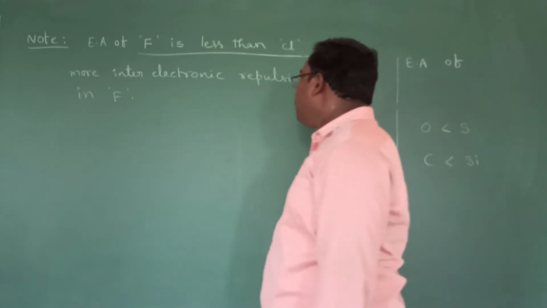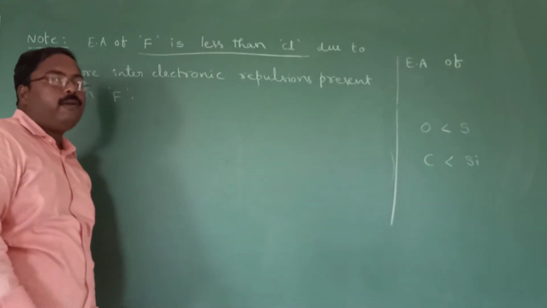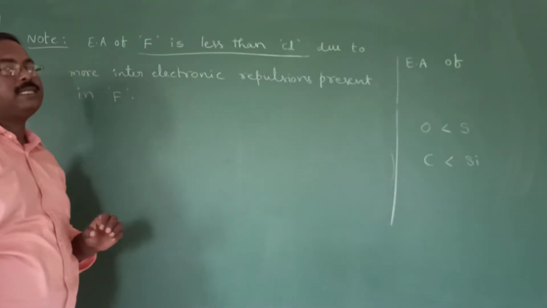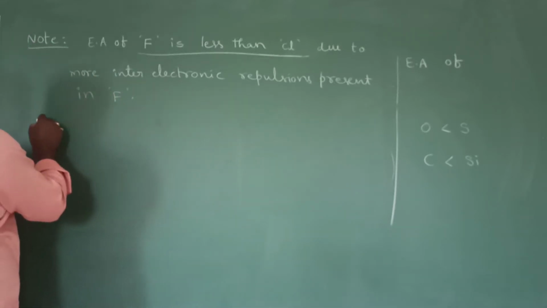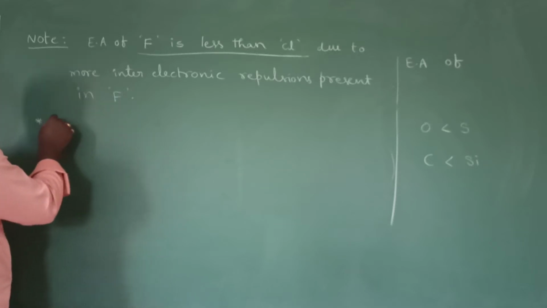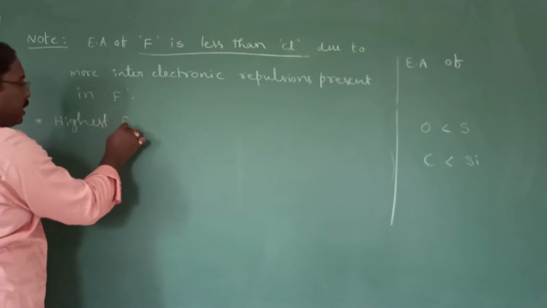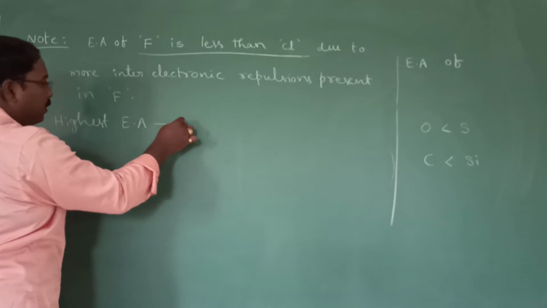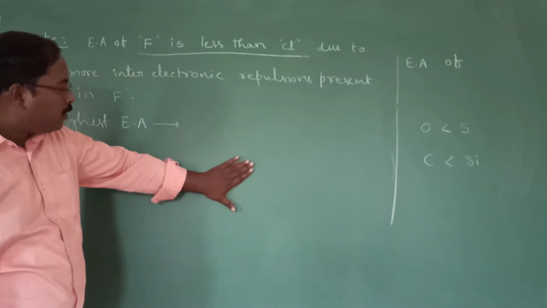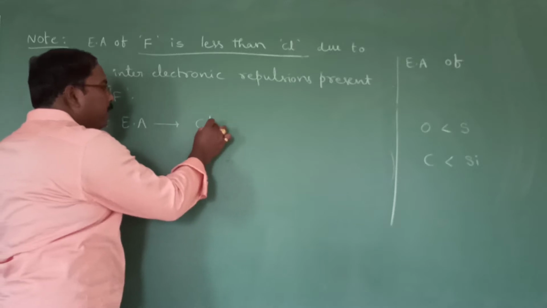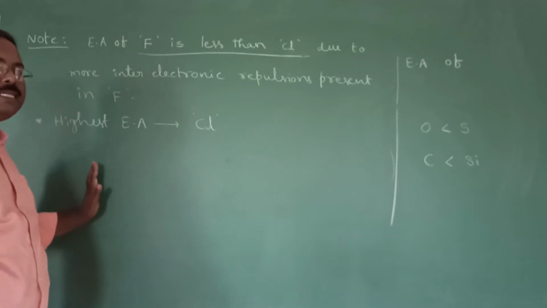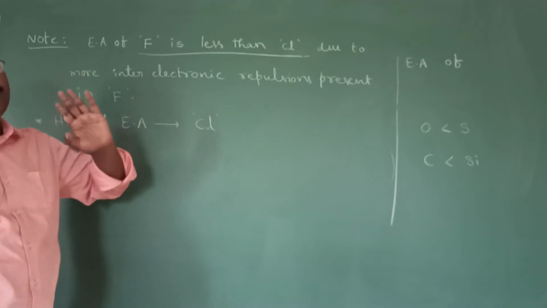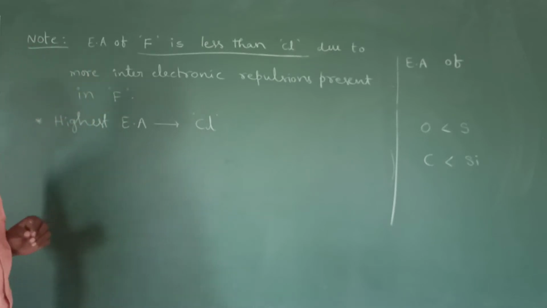Okay? Other examples like this: oxygen will have less than sulfur, as well as carbon will have less than silicon. Okay? So note those two also. Next. Out of all the elements in the periodic table, the highest electron affinity will be for what? The highest electron affinity will be for chlorine. Not only, okay? We will expect fluorine, but the highest electron affinity will be observed in the case of chlorine. Right? Not fluorine.